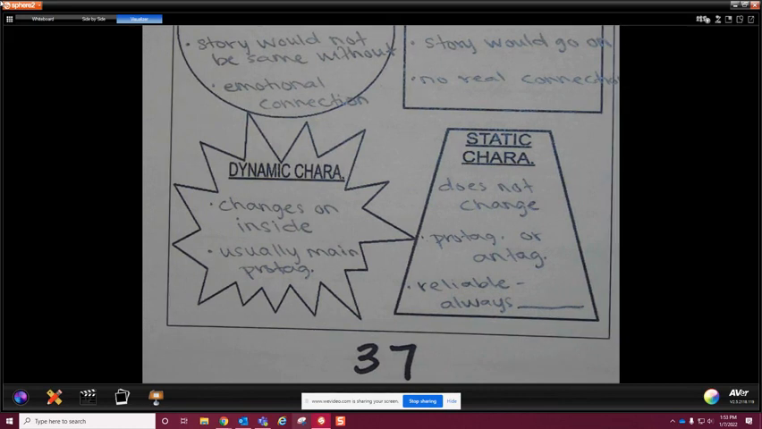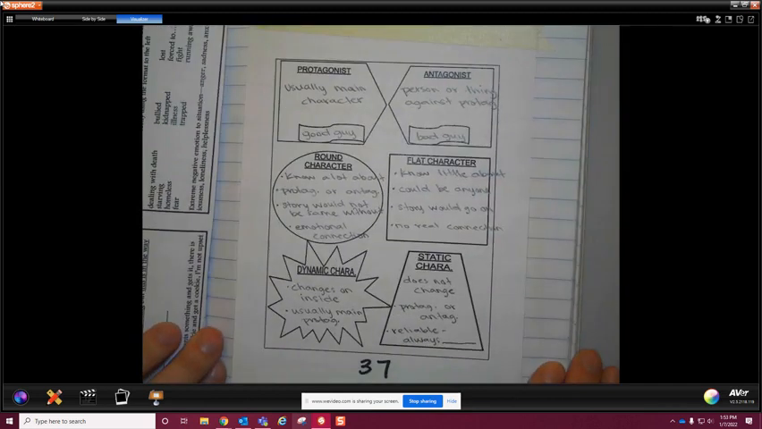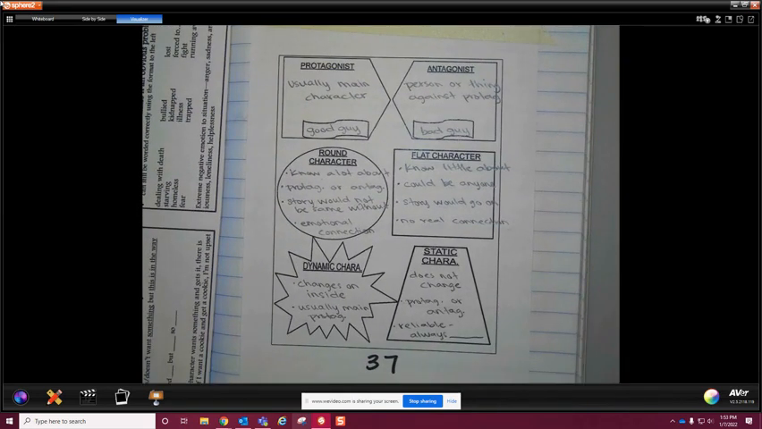Okay. So anyway, those are the notes on the different characters. So you're going to need to make sure that you have all of that written down. So please go ahead and do that. If you have your resource notebook, go ahead and do it on page 37. If not, just write it on a separate sheet of paper, and then you're going to tape that in your notebook when you get back.